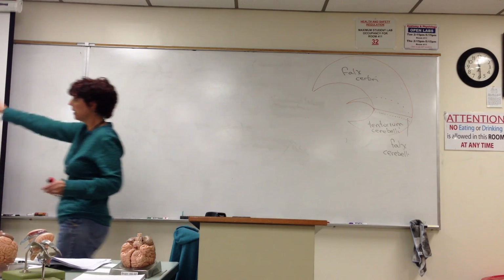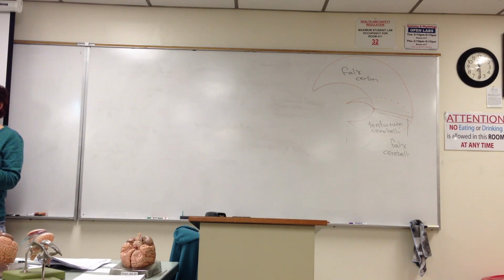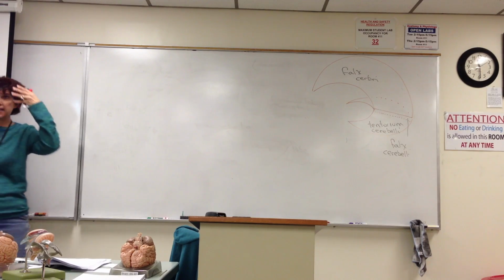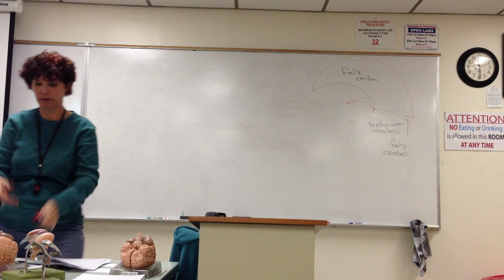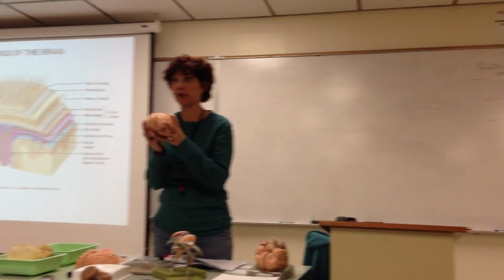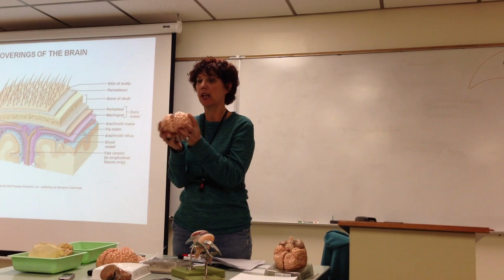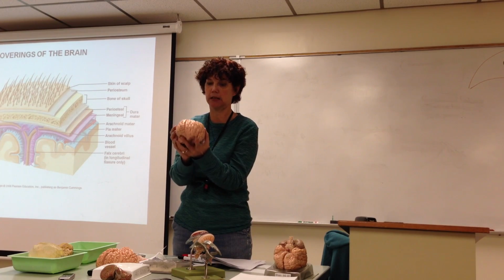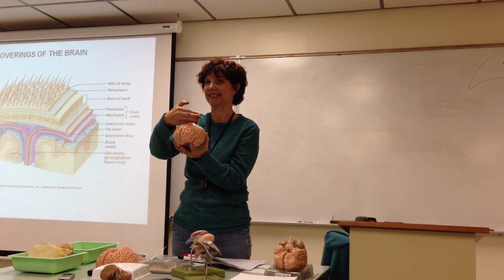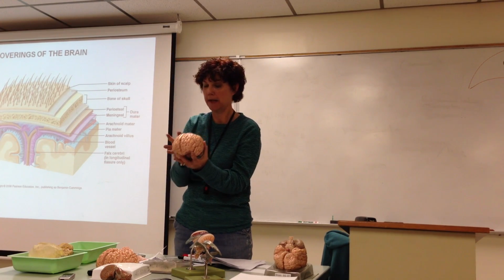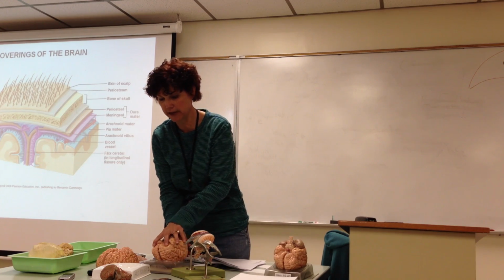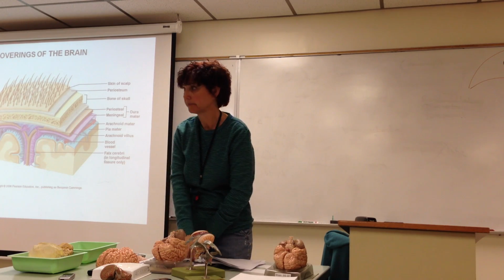All right, so now let's look at a coronal section of the brain. A coronal section of the brain is cutting the brain as if it was a loaf of bread. So this would be a sagittal section. A coronal section would be this way. We have a whole series of them back there on the shelf that we'll be looking at over the next few days.